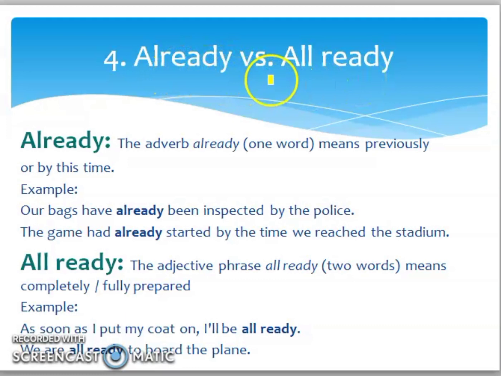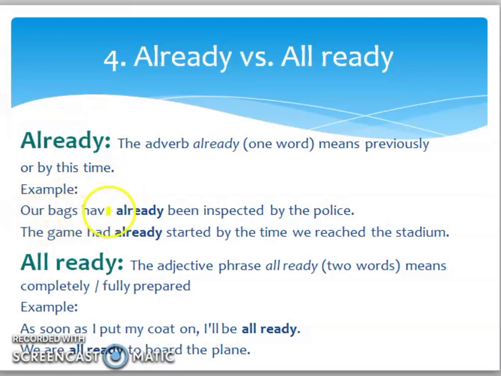Again, this pair seems to be confusing too. The first word in this pair is written without space, whereas the second word is written with space. Now this is something you need to notice. Already. The adverb already, when it appears as one word, means previously or by this time. Alright? Either it refers to time or it refers to something already occurred previously.